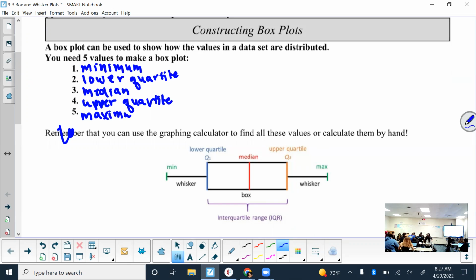All right, those 5 values you should be able to clearly see on your box and whisker plots. Those are the ones that get the dots. So your minimum, and then for short, we usually say Q1, Q2, Q3, and then your maximum.